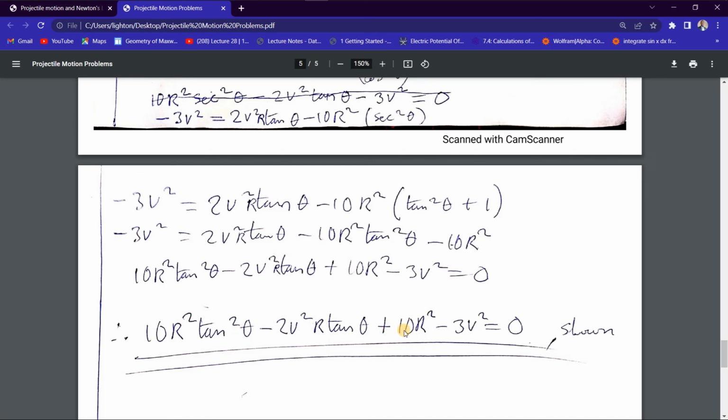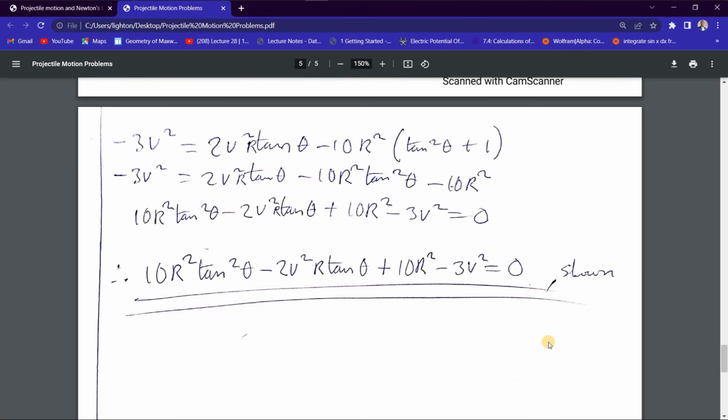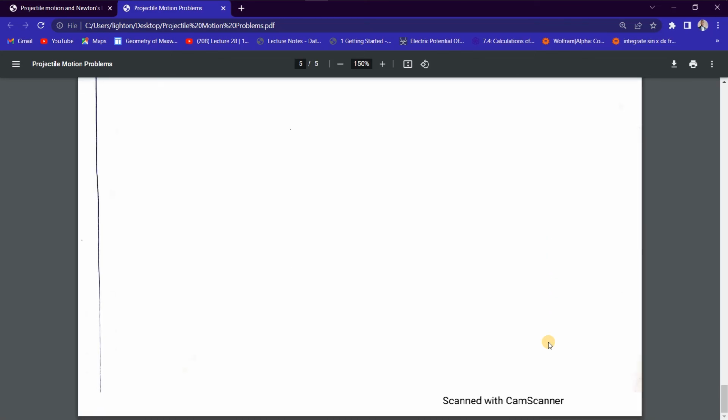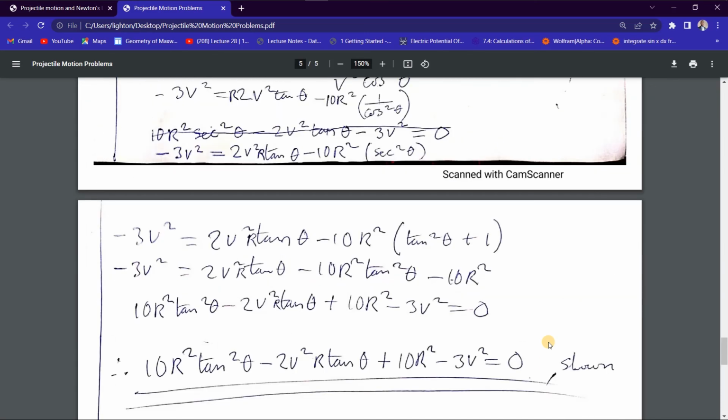And this expression is our final answer, and we've shown that we've satisfied what the question is asking us to do. So everything has been satisfied.